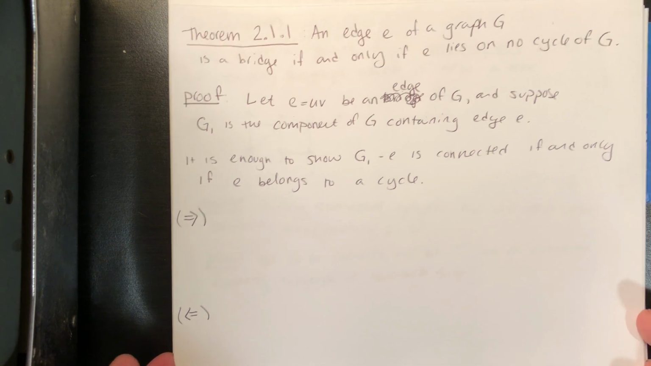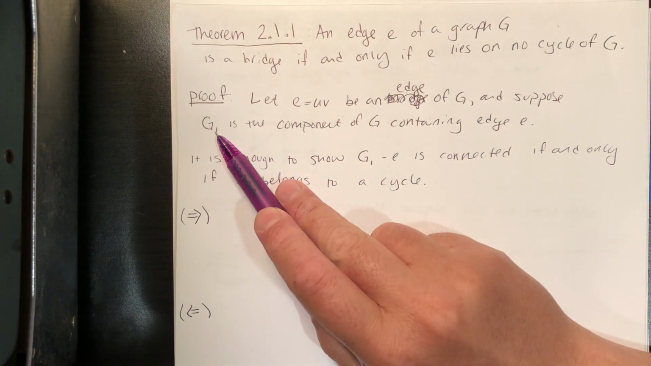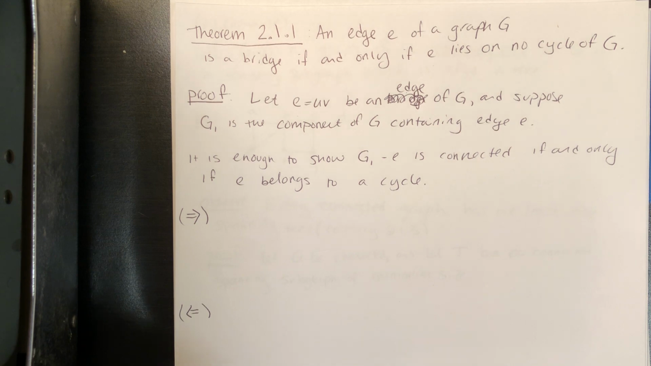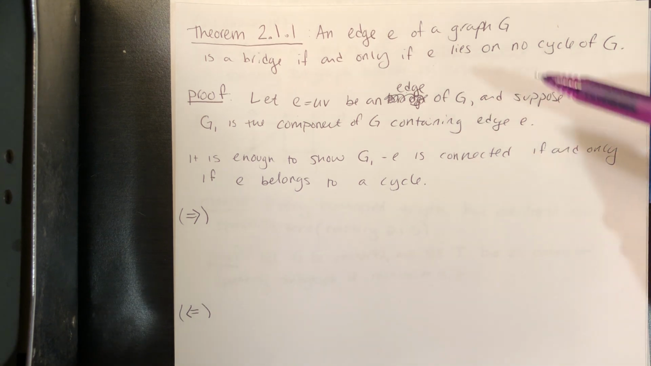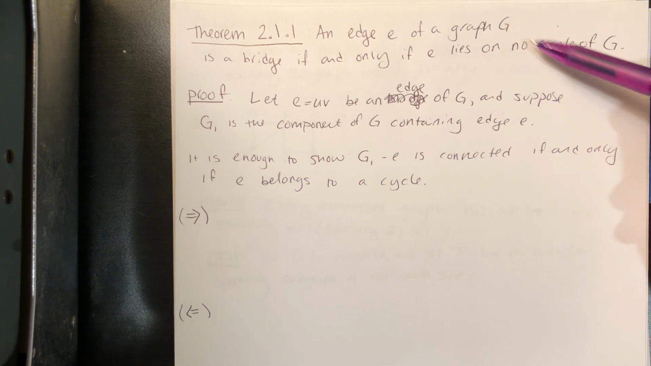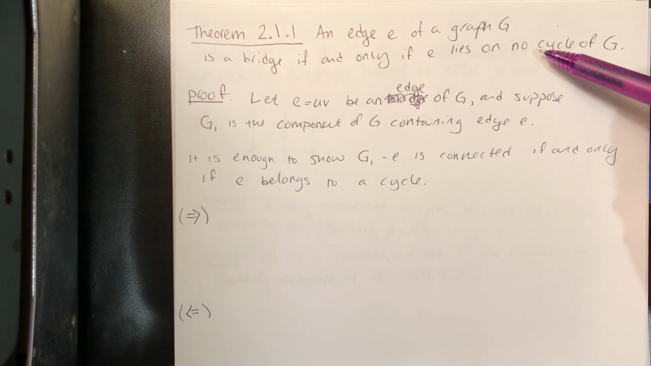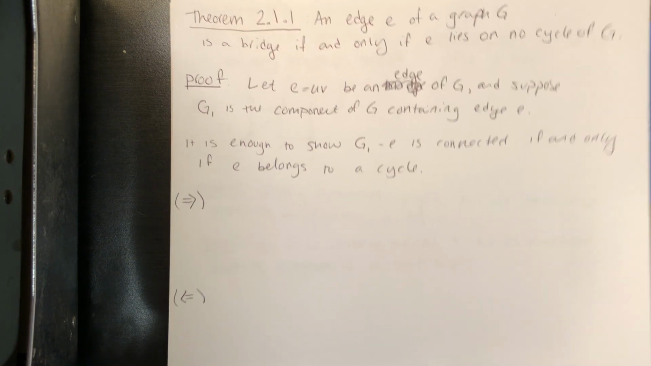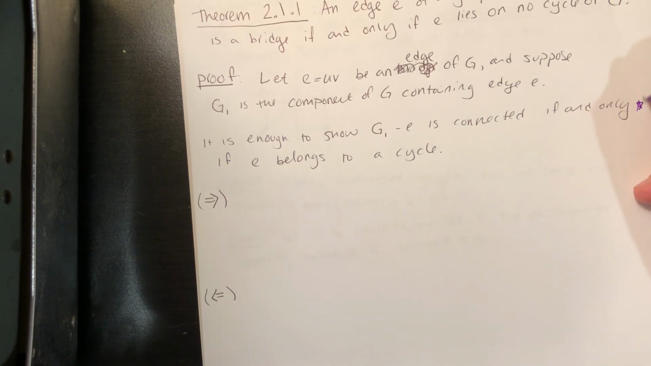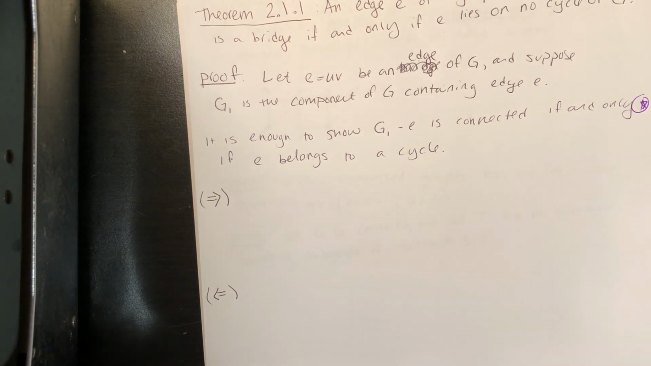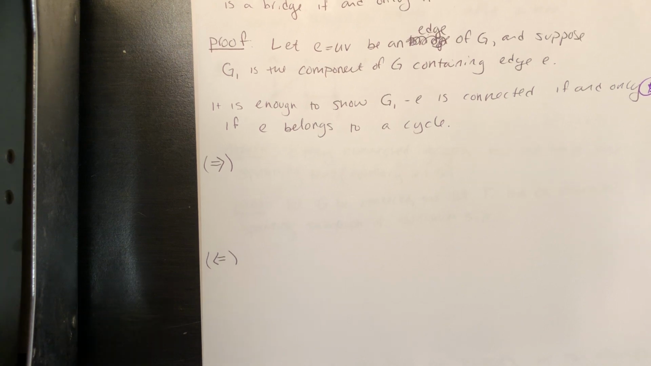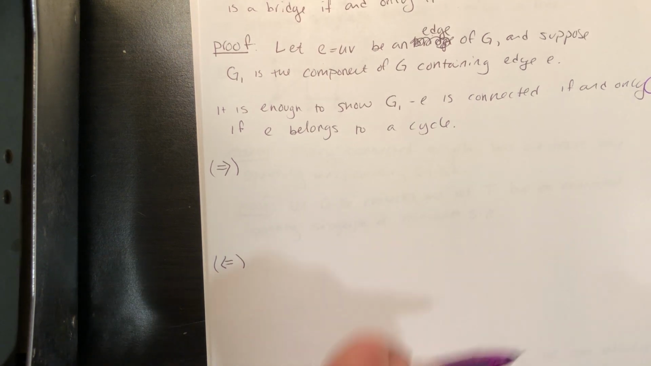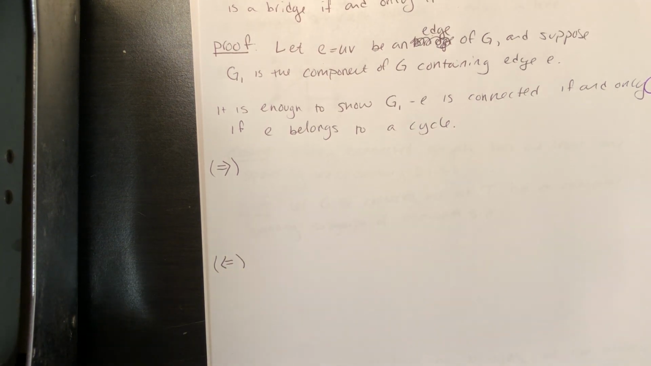It's enough for us to show that G1, the component that contains that edge, minus E is connected if and only if E belongs to a cycle, right? It's essentially the contrapositive of each one of the directions of this if and only if statement. So we're going to prove that G1 minus E is connected if and only if E belongs to a cycle. Okay, so let's start off by proving the forward direction of this implication.